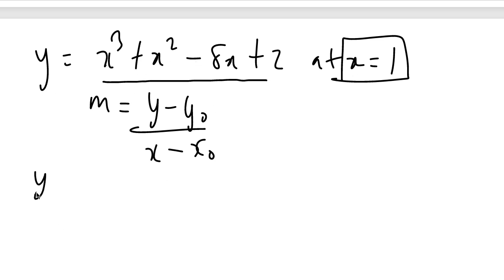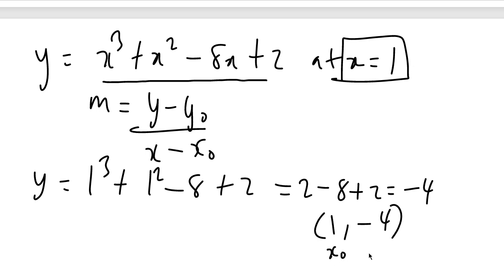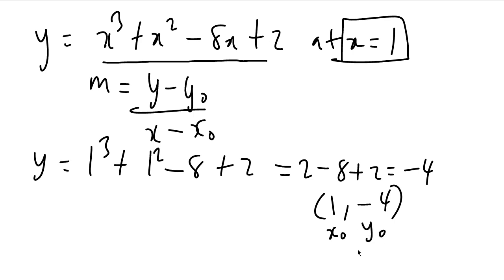1. So that will be y will be equal to 1 cubed plus 1 squared negative 8 plus 2. And then 1 cube is, yeah, everything is 1. So 1 plus 1 is 2. That will be 2 negative 8 plus 2. And 2 negative 8 is negative 6, right? And negative 6 plus 2 is what? Negative 4. So we could simply represent the coordinate as what? 1 comma negative 4. So respectively, this is xo and then this is yo, right?